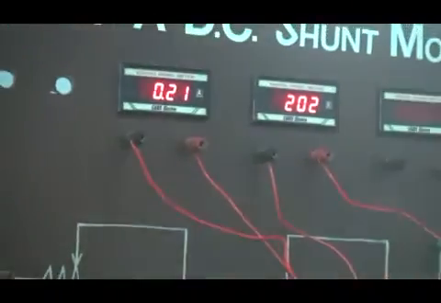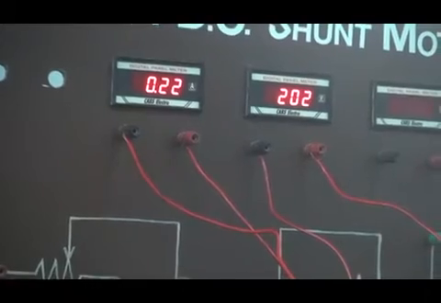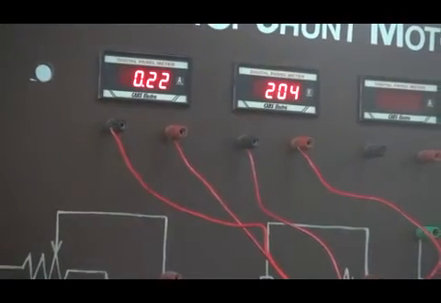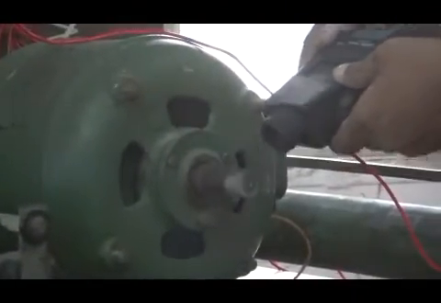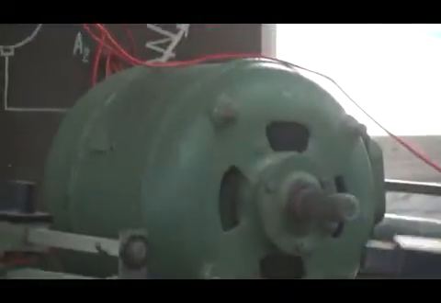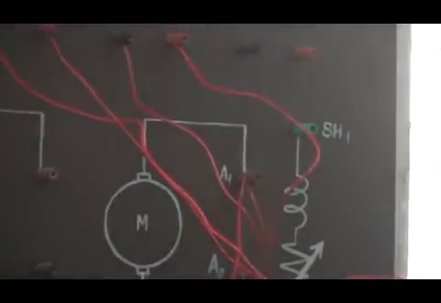Increasing the resistance to the maximum value, that has been set to 65 ohms. For 65 ohms we can see the voltage has dropped further to 203 volt, and the RPM now is approximately 1821.5 rpm. So you can see that the speed is decreasing gradually with the rise in resistance.